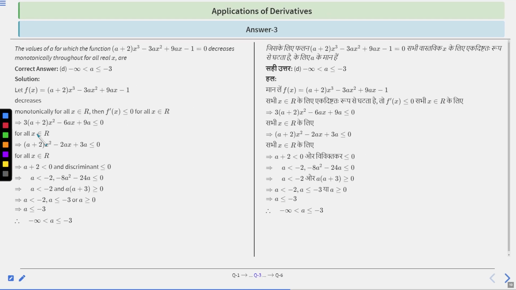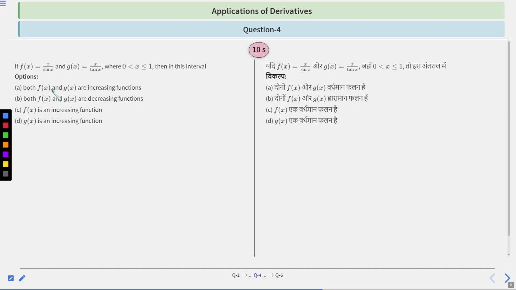Let's move to the next question, question number 4, which says if f(x) is equal to x upon sin x and g(x) is equal to x upon tan x, where x is between 0 to 1, then in this interval, which option is right? Clear? The hint of this question is C.